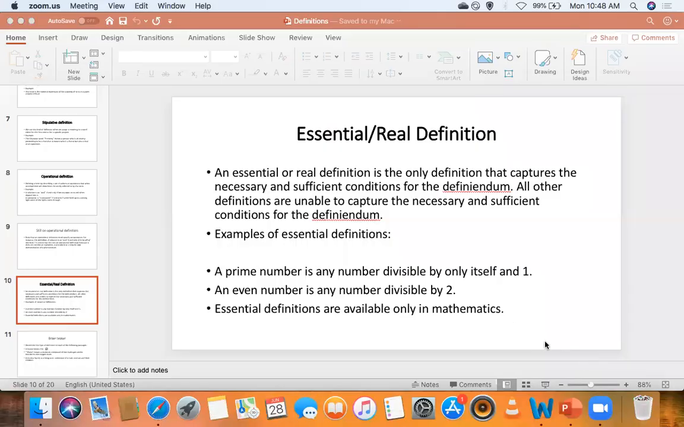So let's go on and do the rest. Now, because of the standard of accuracy required of essential definitions, you find them mostly in mathematics. It's difficult to get them outside of the mathematical arena.